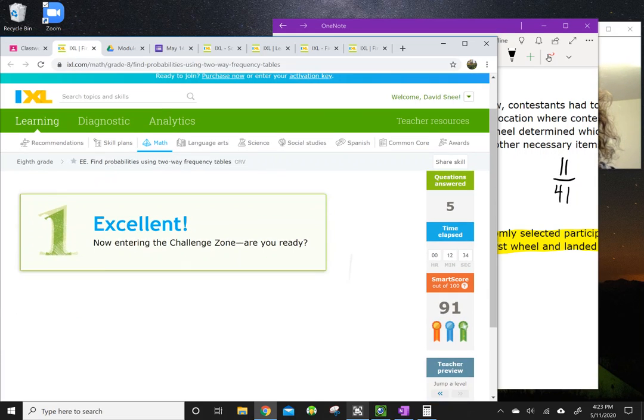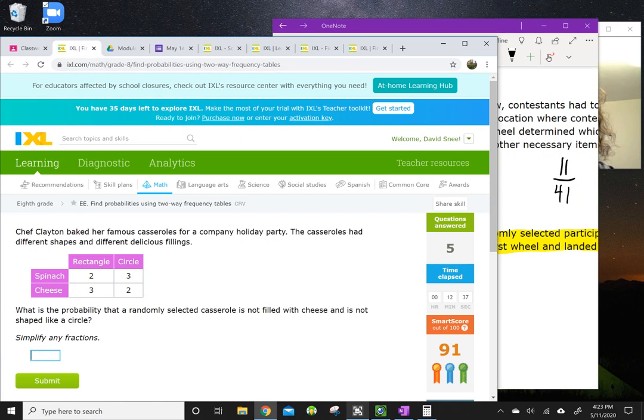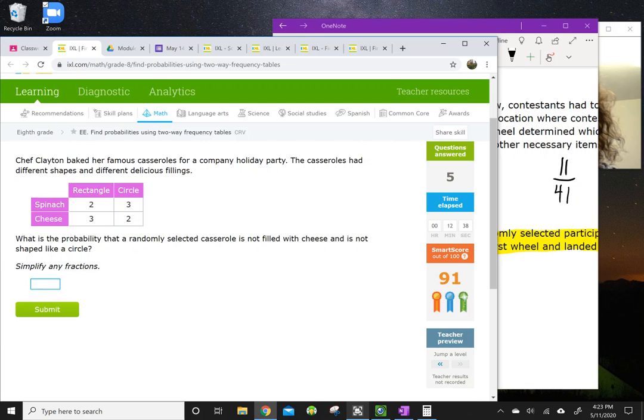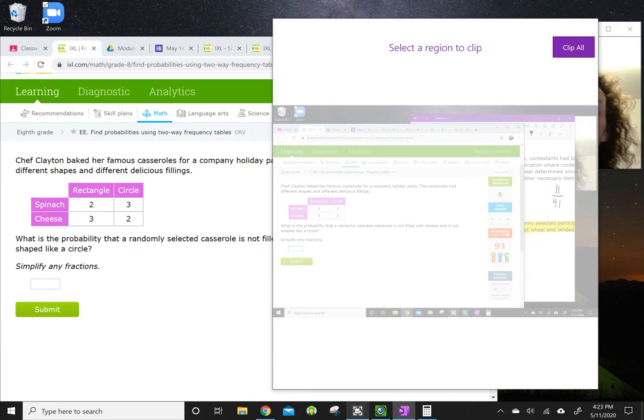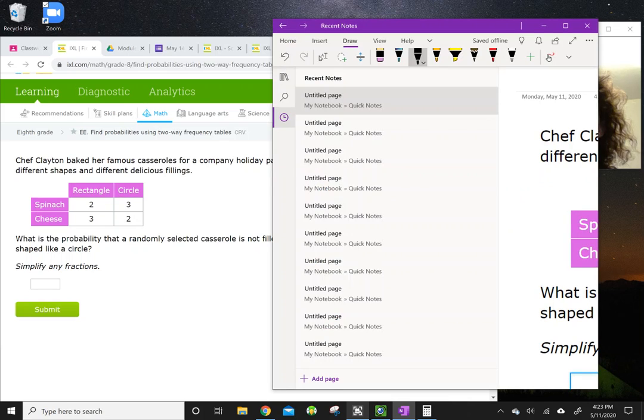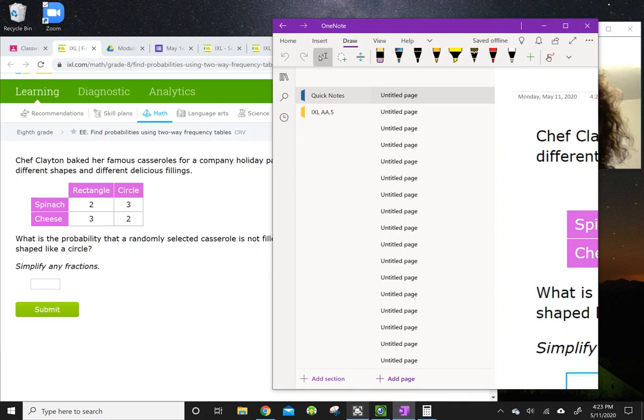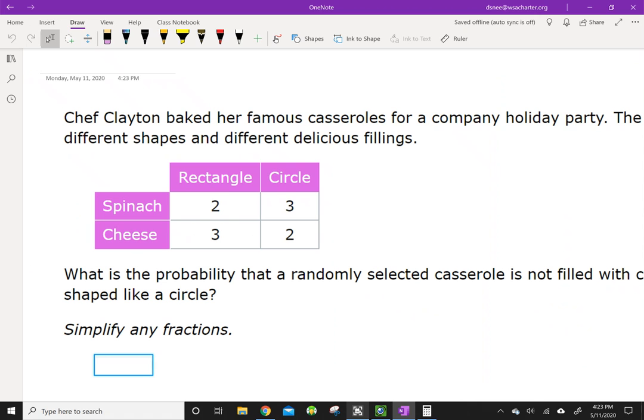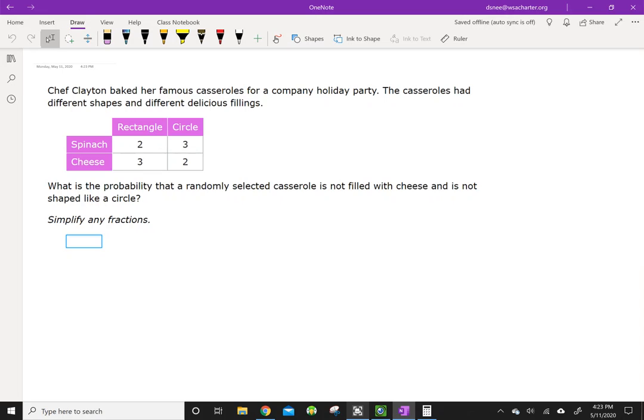All right, so the challenge zone. Let's hope we get something different here. I'm going to try and go through this one really quickly and get to another one because I want something different. What is the probability that a randomly selected casserole dish is not filled with cheese? So not filled with cheese. Oh, so that's a little tricky there.